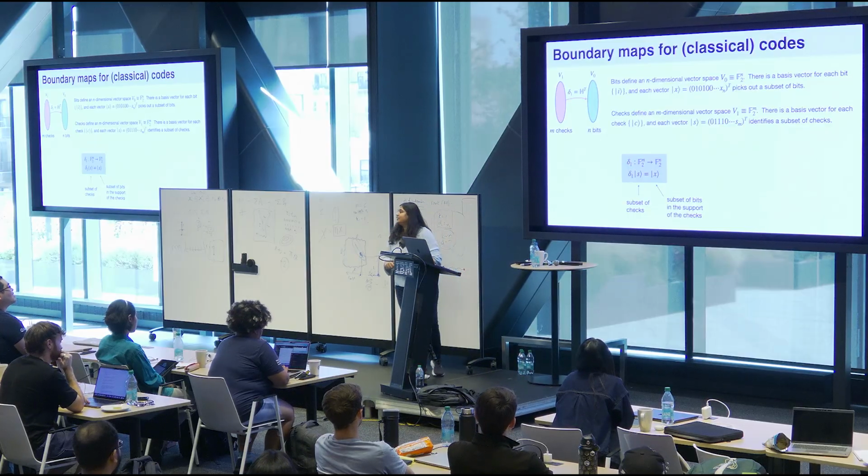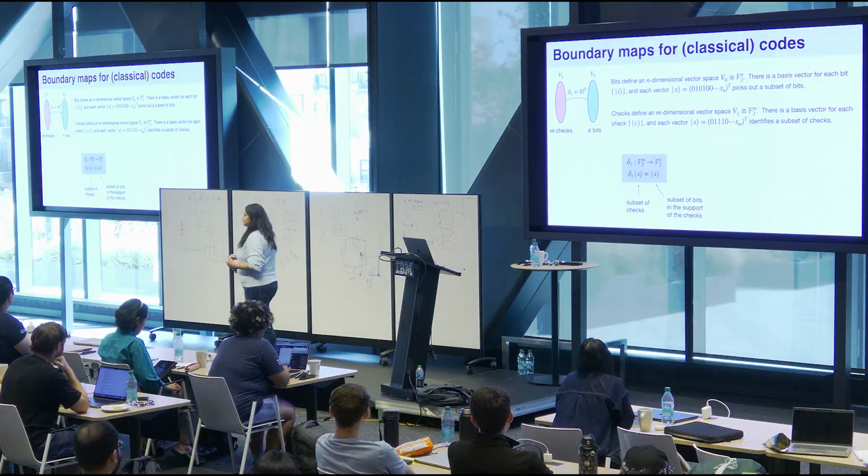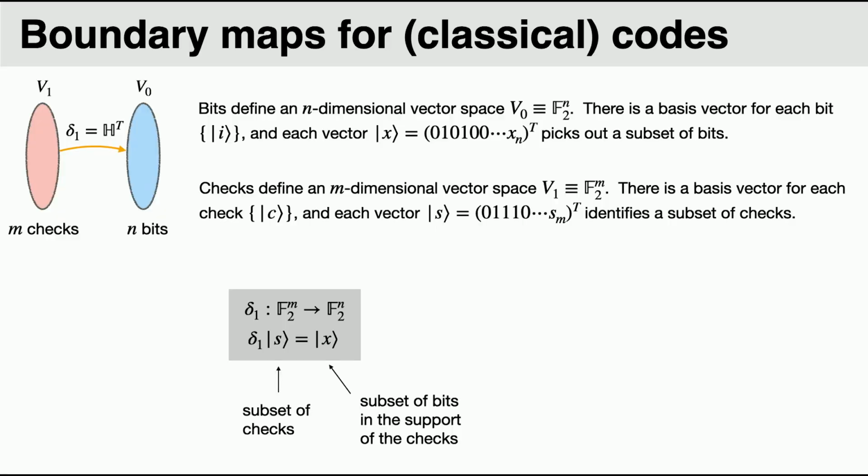Okay, so let's go back to classical codes. We already talked about how our bits and checks define vector spaces, and the parity check matrix is a map between these vector spaces. So if I look at the transpose of the parity check matrix, that's a map from checks to bits in the support of the checks.